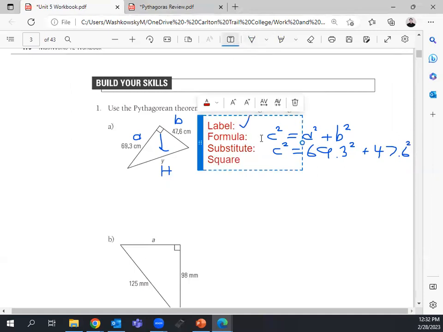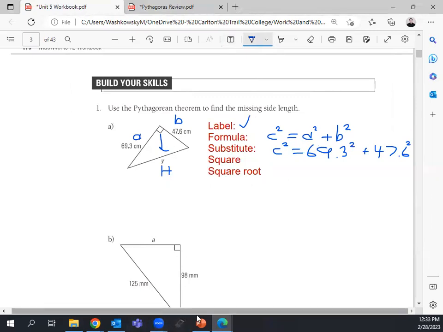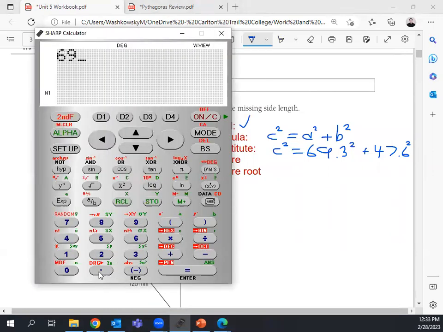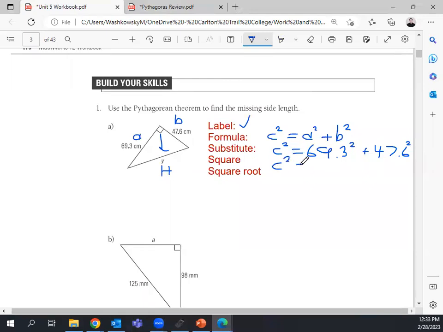So two final steps. I'm going to square it, and then I'm going to take the square root. If I square it, all I'm going to do is take my calculator. Was it 69.3 squared plus 47.6 squared? Add that up, I get 7,068.25. So C squared is equal to... So would it be 84.07 or 34.5?